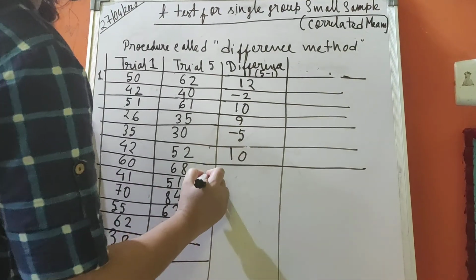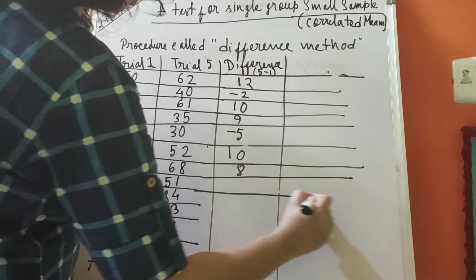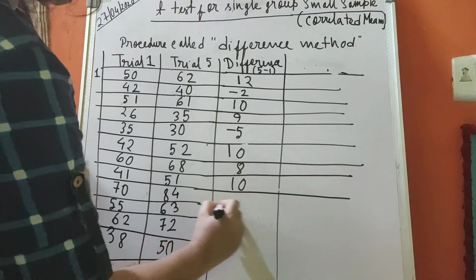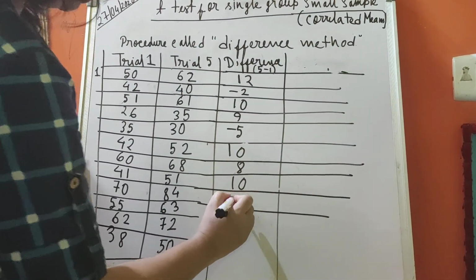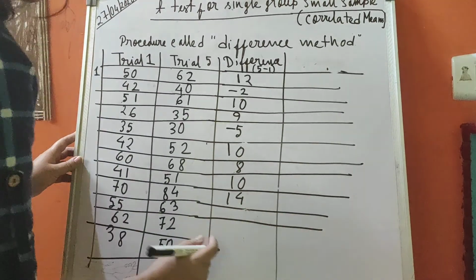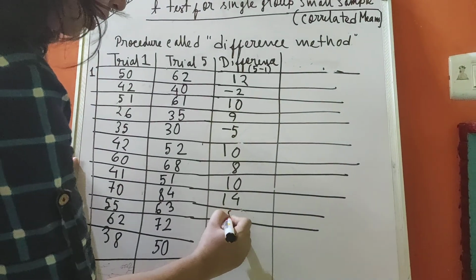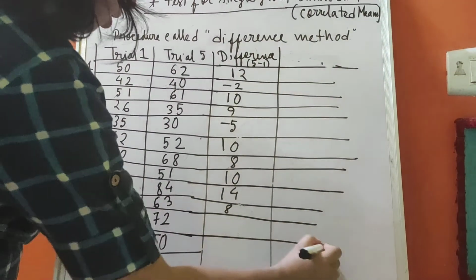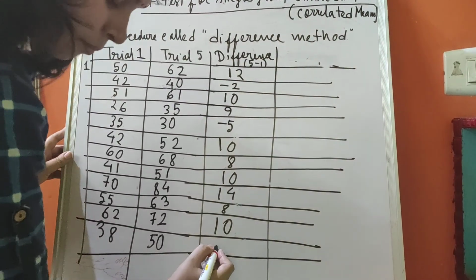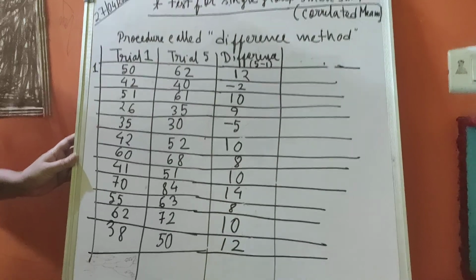52, 10, 8, 10, this is 14, and 62 minus 55, this is 8, 10, and then again 12.